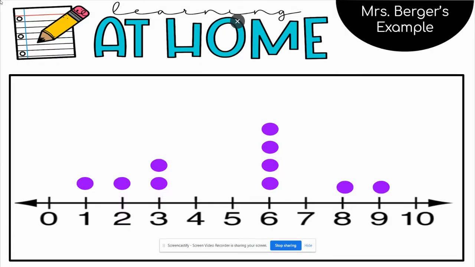So I'm going to make a little video for you on how to do what we call mean as a balance point. If you think back to the 5th grade, the mean of a data set was the average, right? You would literally add up all the data pieces. So I would do 1 plus 2 plus 3 plus 3 plus 6 plus 6 plus 6 plus 6 plus 8 plus 9. And I would get the sum, and then I would divide that by 10 because we have 10 dots on the screen.